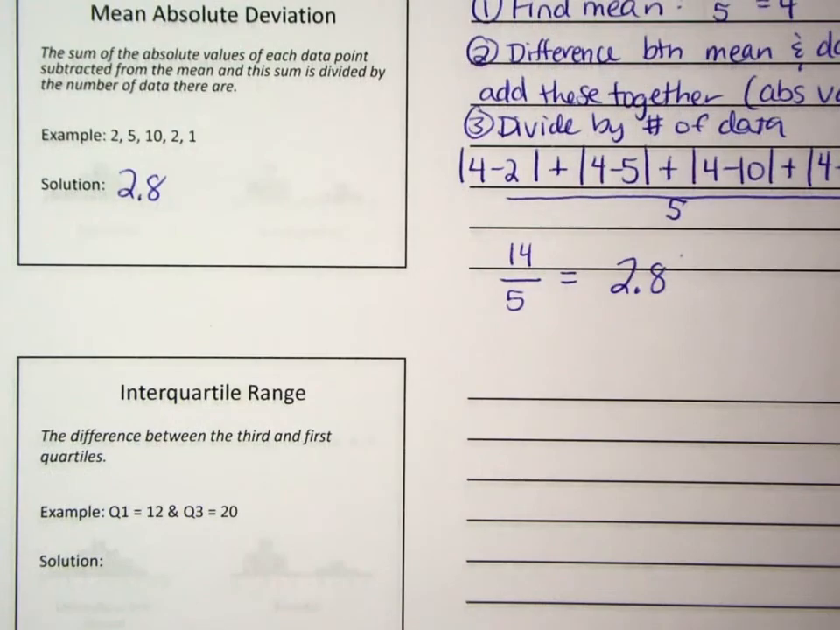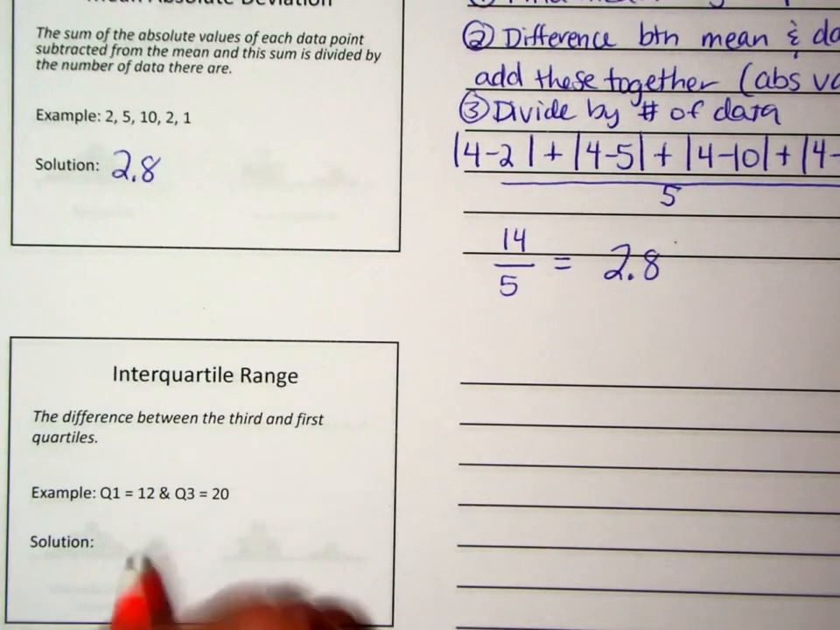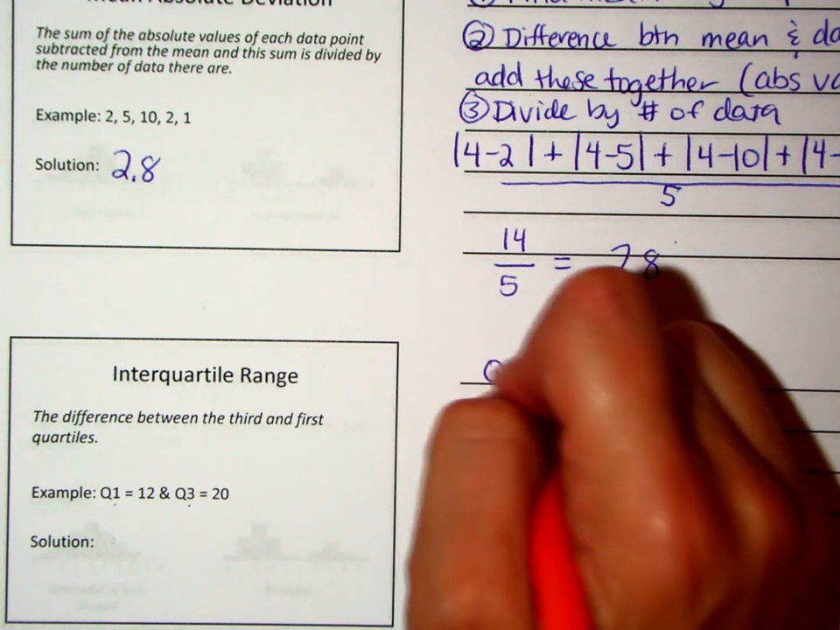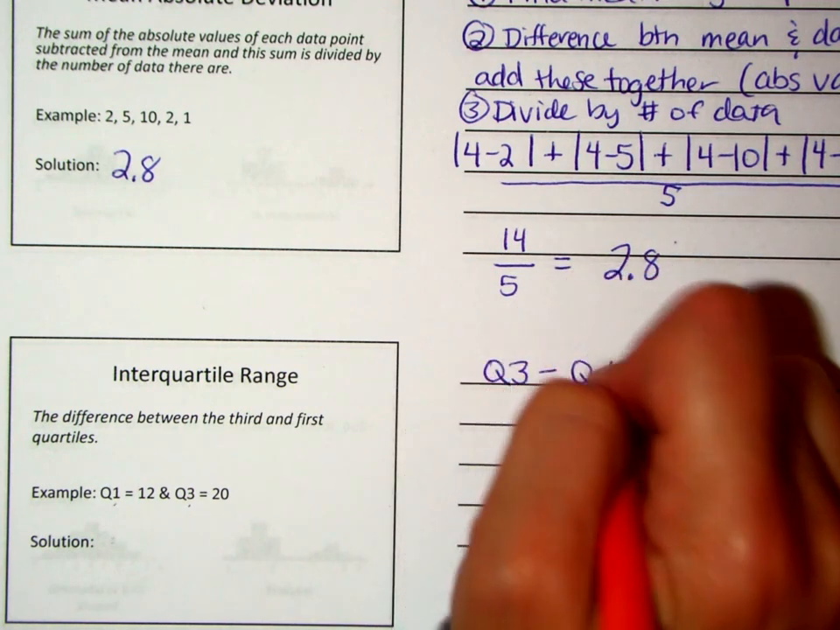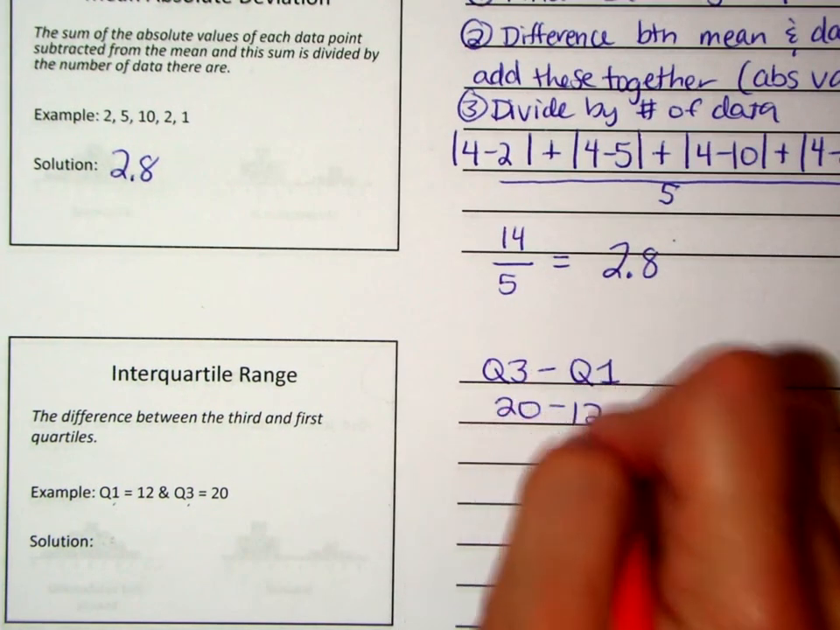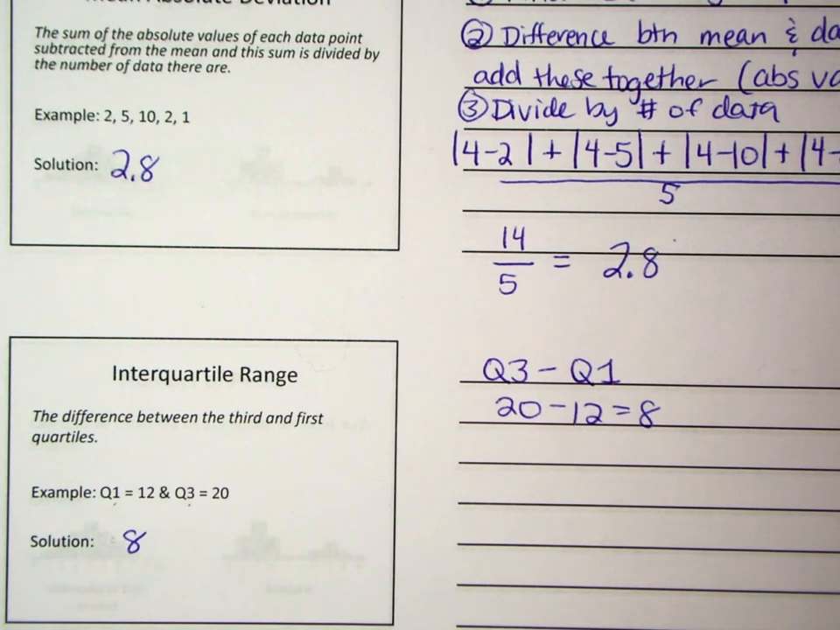And then interquartile range is your third quartile minus your first quartile. And we'll get into later on how we actually find those quartiles. But in this case, we've got 20 minus 12, which is 8. So our interquartile range, which also shows us variation, would be 8.